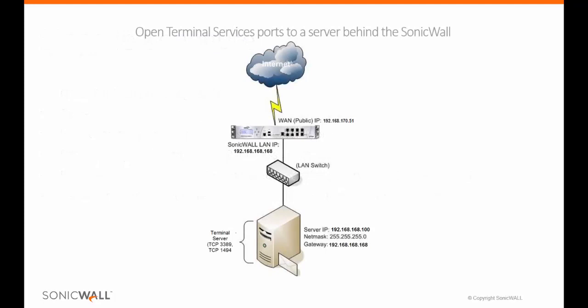For the purpose of this video, we use a network like this. In this network, a terminal server is located on the LAN zone of the SonicWall with an IP address of 192.168.168.100. The public-facing IP of the terminal server is the primary WAN interface IP, 192.168.170.51. Our objective is to allow users on the Internet to connect to the server using the public IP of 192.168.170.51.